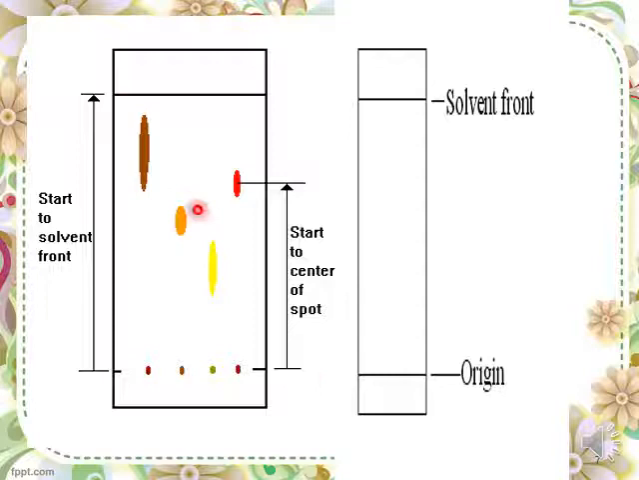So we have 1, 2, 3, 4 spots here. How to calculate Rf? Measure the distance traveled by the spot, divided by the distance traveled by the solvent. So this is the original line until the center of the spot here. That is the distance traveled by the spot.